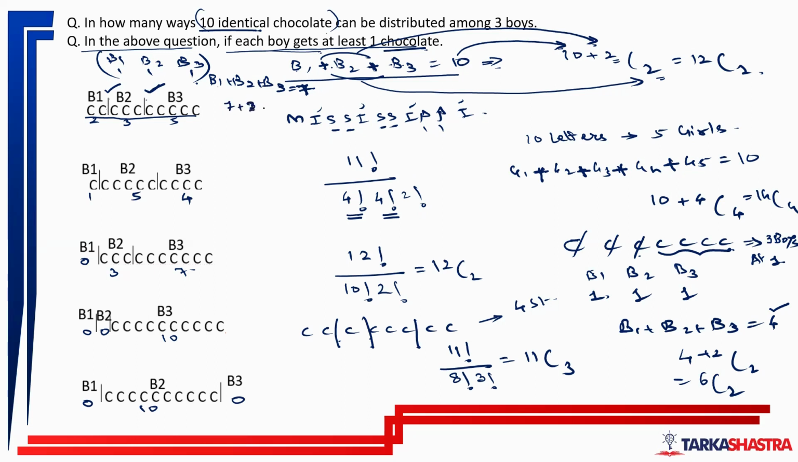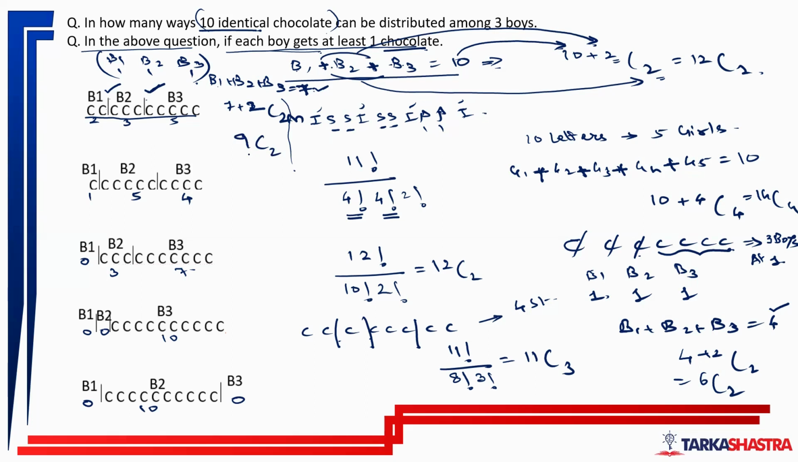7 plus 2 C2. 7 is this value after the equation. Then 2 is the plus marks. So 9C2 will be the answer. This is the shortcut and it can be applied in all the cases.